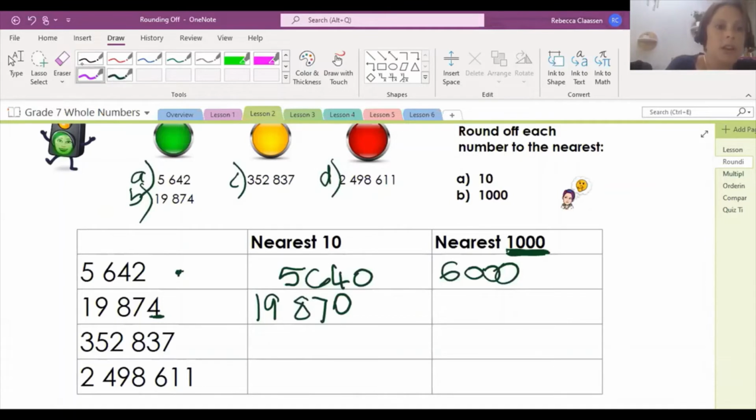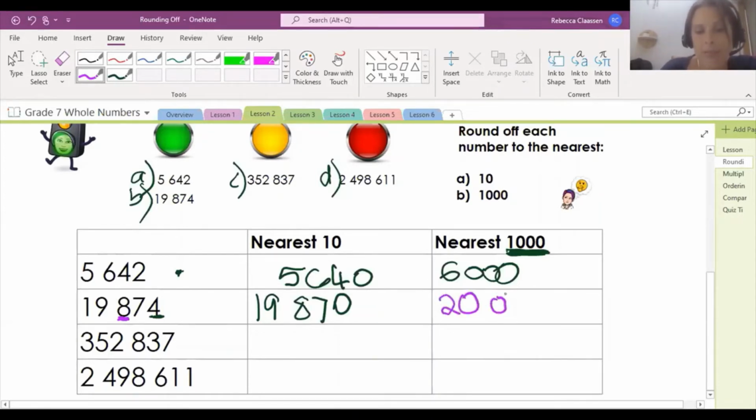Then to the nearest 1,000, we have to look at our hundreds column. And our hundreds column is going to tell us whether or not we need to let it soar to the one next door or whether we need to let it rest. And 8 is bigger than 5, which means 19 is going to go all the way up to 20. So we're going to end up with 20,000.